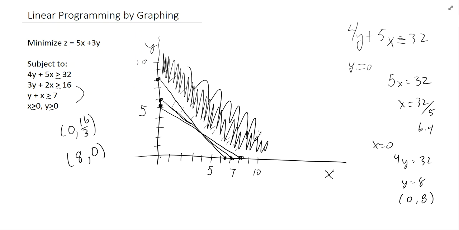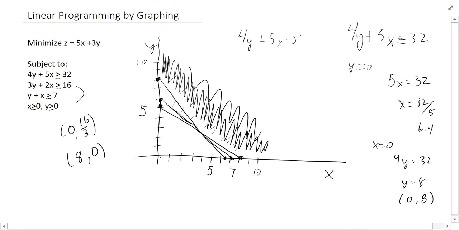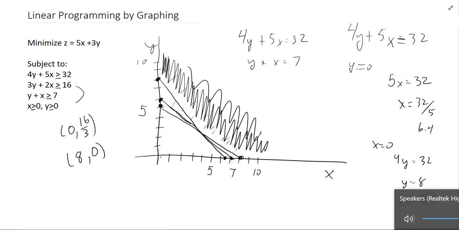Let's see where the corner points are. If I look at where 4y plus 5x equals 32 intersects y plus x equals 7, let's multiply the bottom equation by -4.